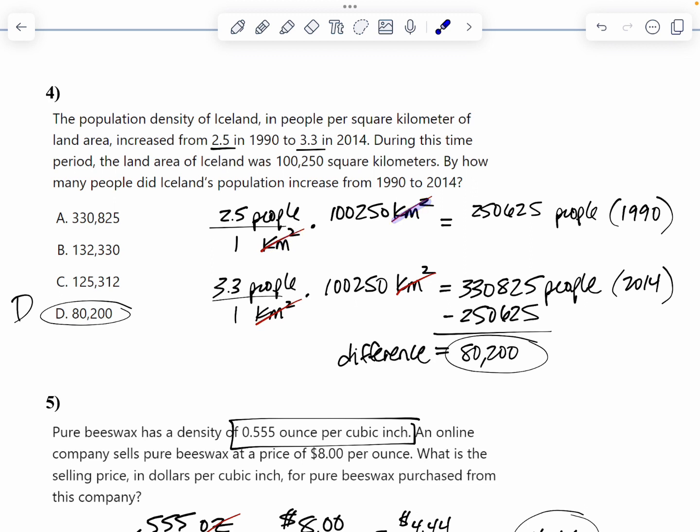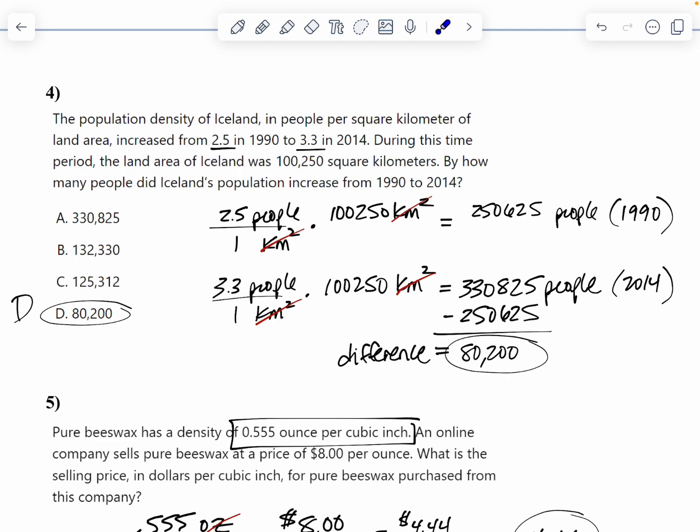And I did the same exact thing down here with the 3.3 people. I put the kilometers squared here in the bottom, and the kilometers squared here will cancel. So in my calculator, I'm just taking 2.5 times 100,250, and you get this many people in 1990. You'll notice my work is very organized, and I'm labeling everything so that I can keep it straight. But I'm doing the same calculation down here, 3.3 times 100,250. It's that many people in 2014.